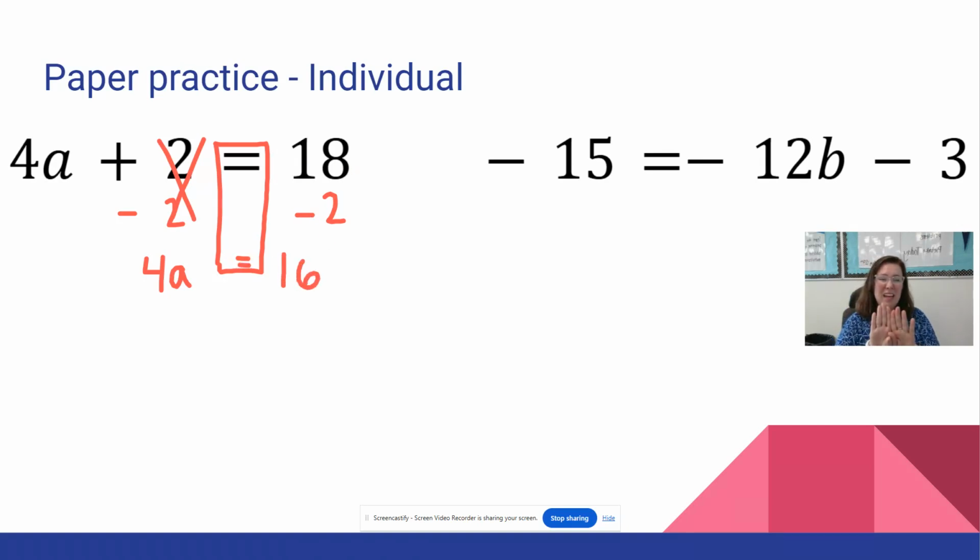Okay, well that 4 and that a, now it's time to split them up. What operation splits things up? Divide. So we're going to divide by 4 on both sides of the equal sign, and a equals 4.